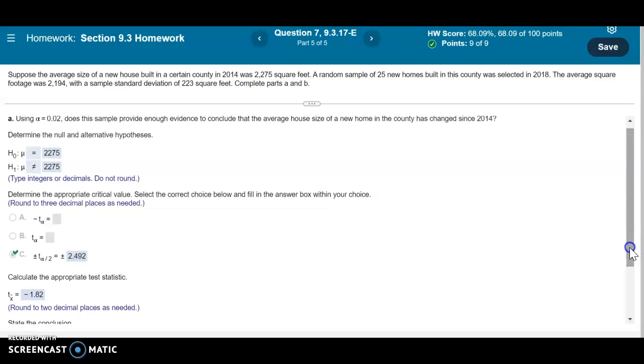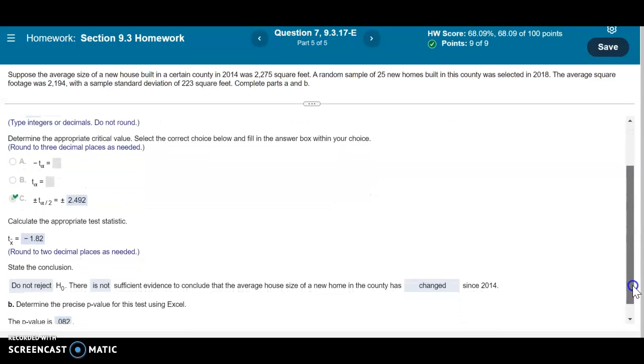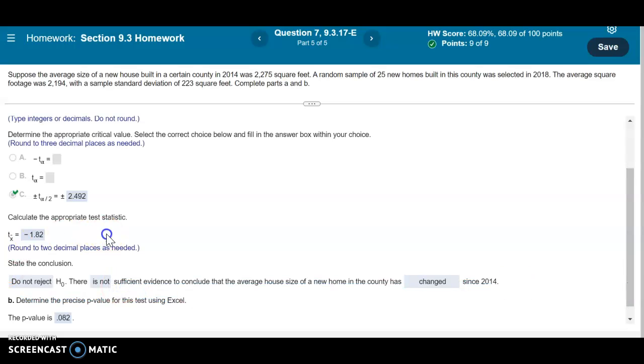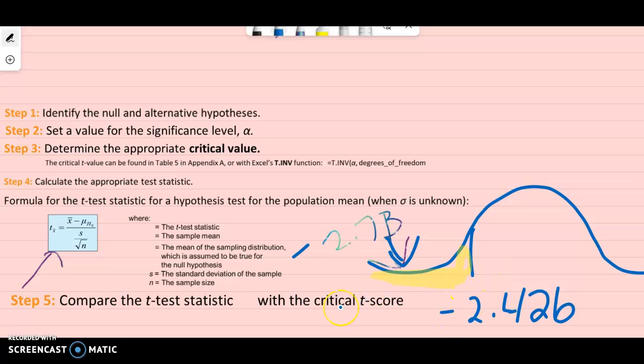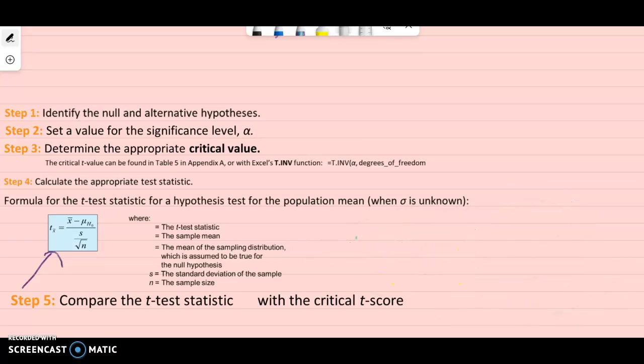All right, your test statistic. We know how to calculate a test statistic now. And negative 1.82 is going to fall in between 2.492 and negative 2.492. Let's just look at it real quick. I'm not going to calculate the test statistic. We've done that a lot.